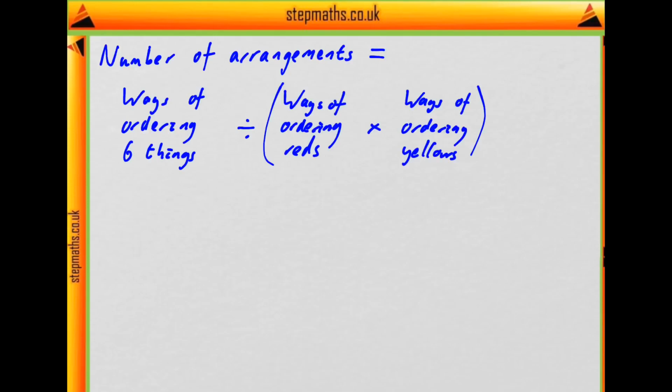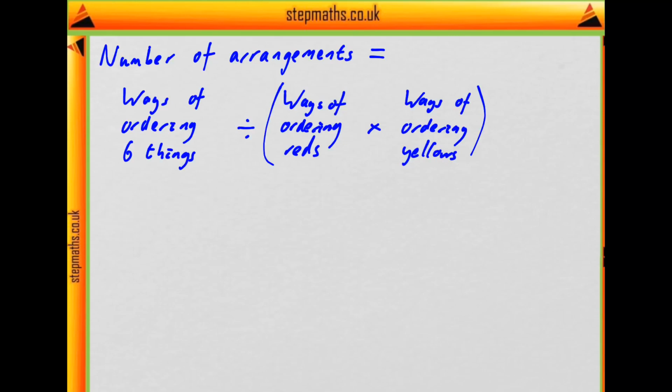Okay, so I'm going to use a formula that might look unfamiliar, but you'll see as we go through why it's correct. But I'll just explain what it says first. So the total number of arrangements is basically the number of ways of ordering 6 things, if we know nothing about them, not even their colour, divided by, open brackets, the number of ways of ordering the red Skittles in particular, times the number of ways of ordering the yellow Skittles in particular. So that might not make sense, but we'll see why that's applicable in a second.